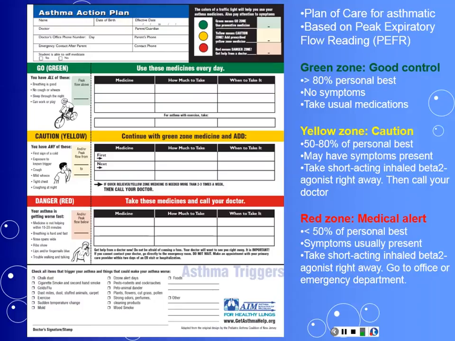The other thing it has down here is items that trigger their asthma. So common triggers: chalk dust. They don't use a lot of chalk anymore at school, but chalk dust, cigarette smoke or secondhand smoke, dust mites. Dust mites is one of the biggest asthma triggers, commonly found in dust, stuffed animals, or carpet.